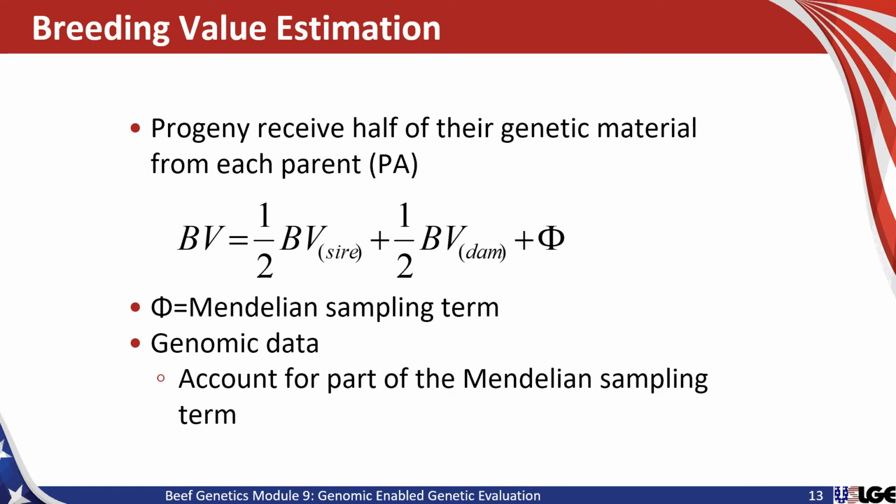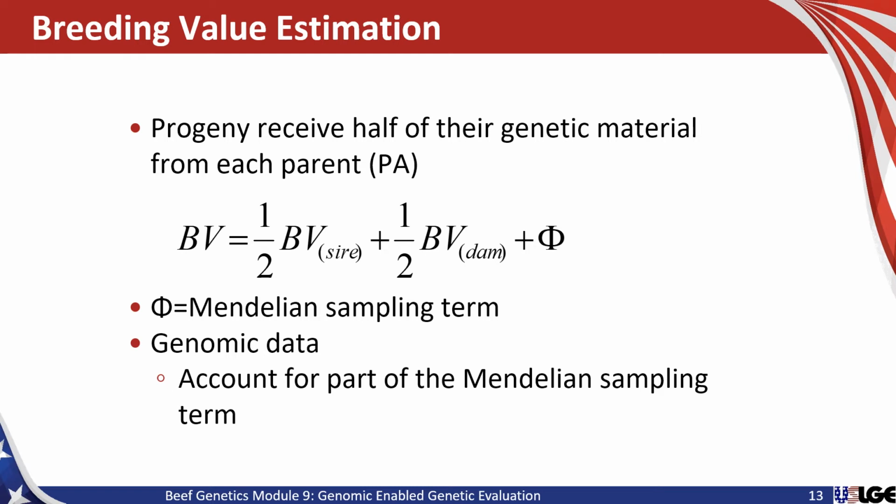Let's look further into where the increase in accuracy of genomic EPD actually comes from. BV in this case is breeding value, or the genetic merit of an individual. Recall that an EPD, or expected progeny difference, is half of a breeding value. Progeny receive half of their genetic material from each parent.